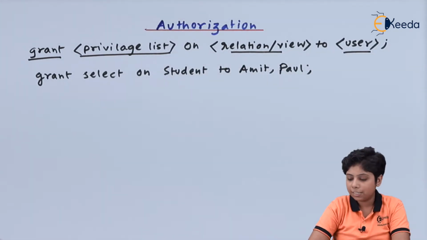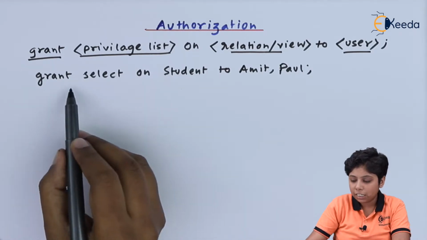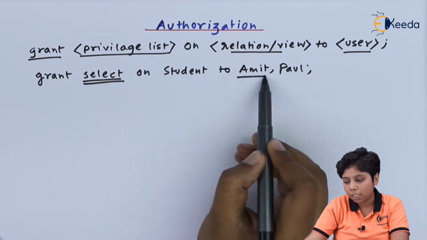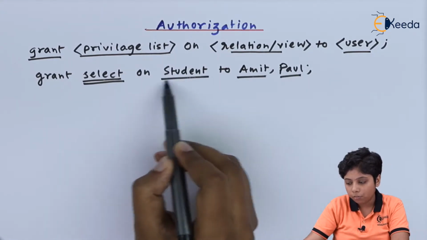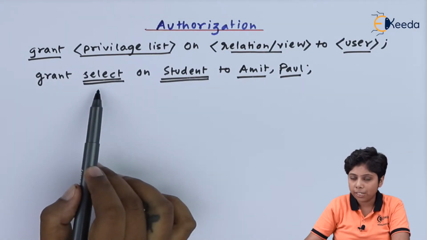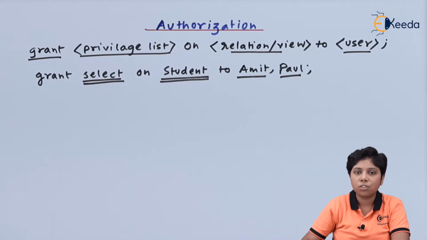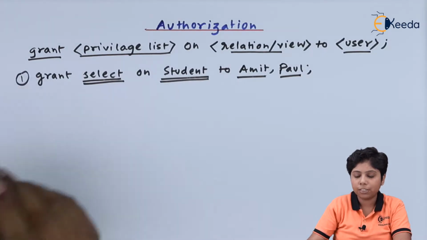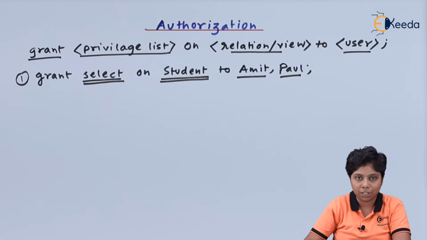See here, we are granting the select privilege to the users Amit and Paul on the relation student. So Amit and Paul users are granted the read, select, on the student. So they can read and fetch information from the student relation based on any predicates or just all the records in the relation. So this is the basic privilege that we have provided, the select privilege.